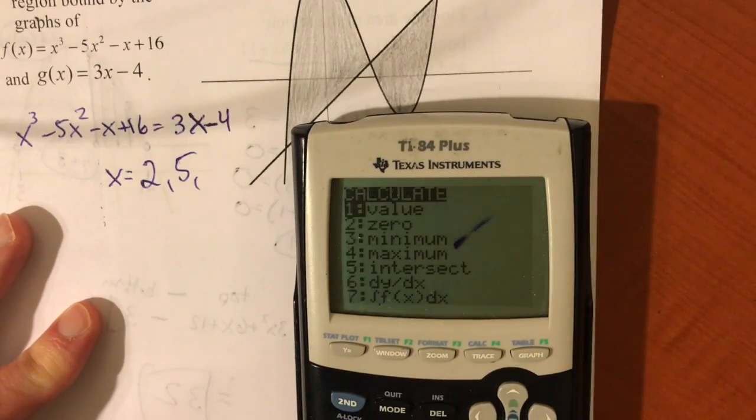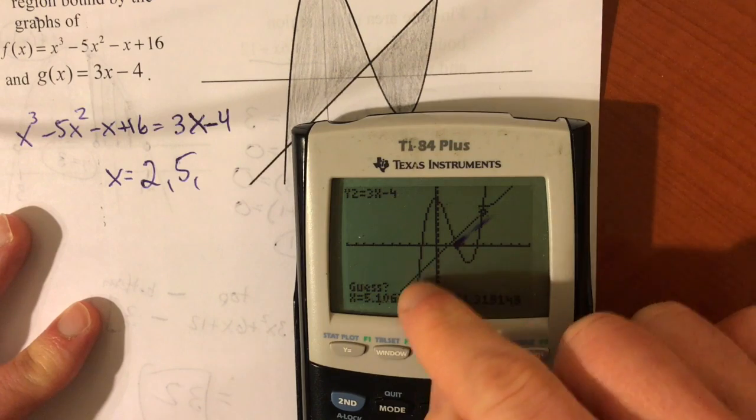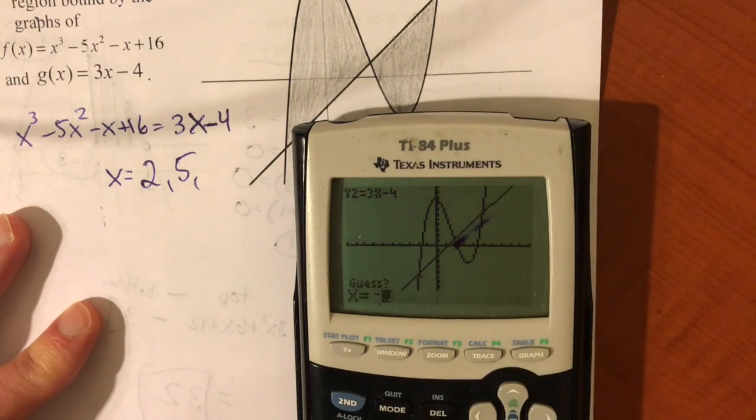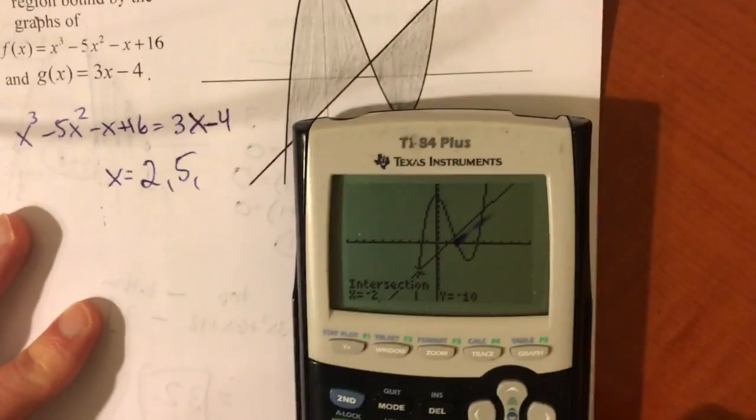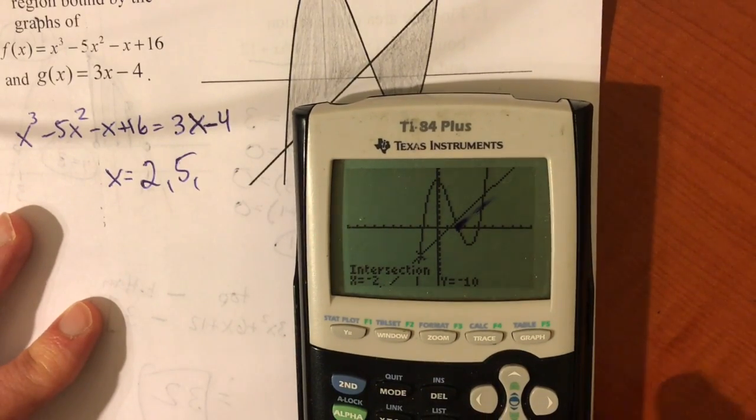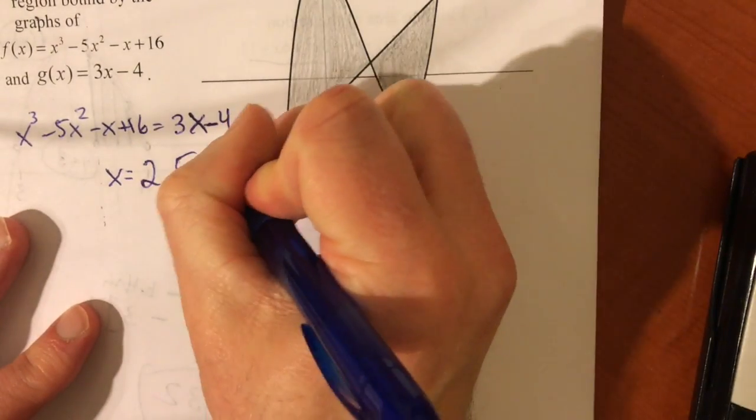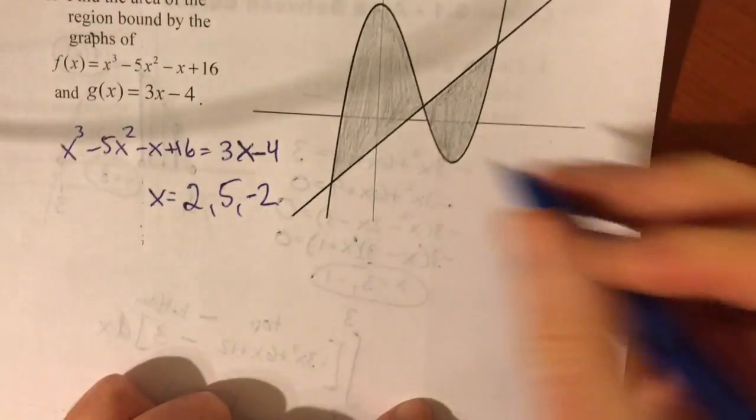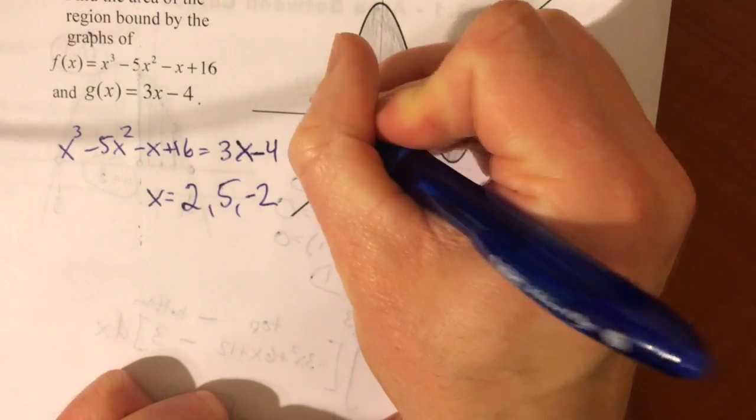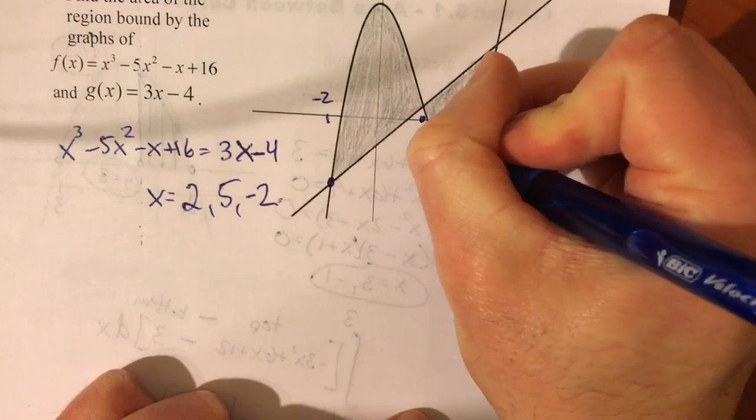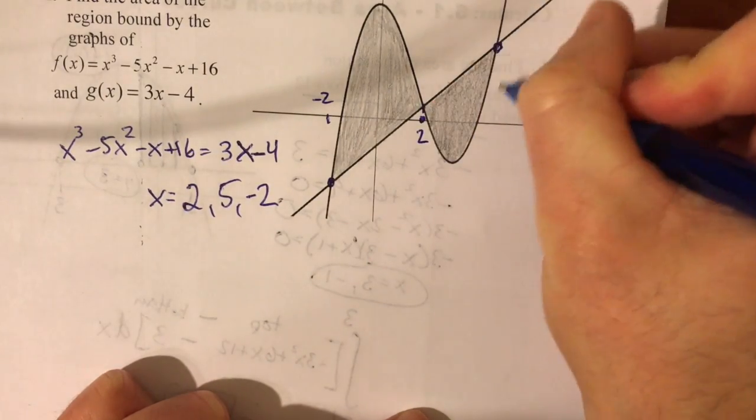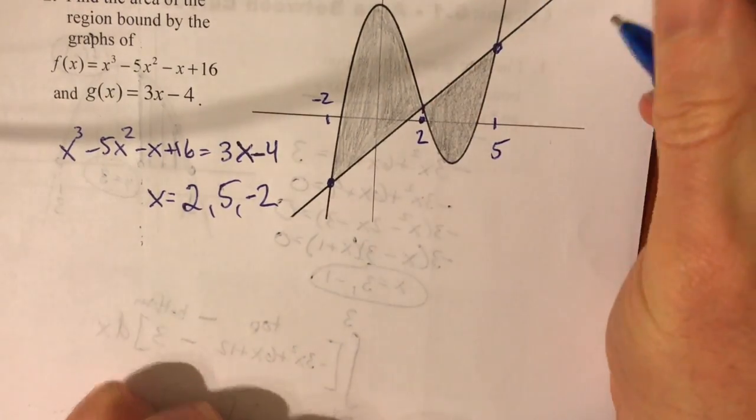And second trace, intersect, enter, enter. Definitely to the left here. Looks like maybe at negative 2. All right, so at negative 2 on the dot. And so here are our values: 2, 5, negative 2. This one occurred at negative 2, this one occurred at positive 2, and this one occurred at positive 5.